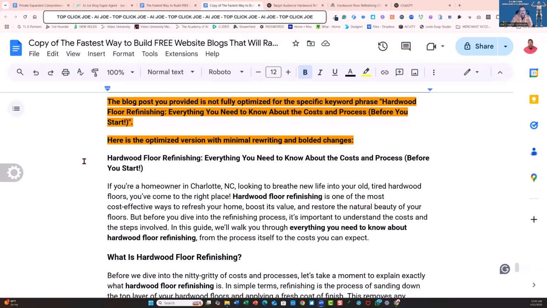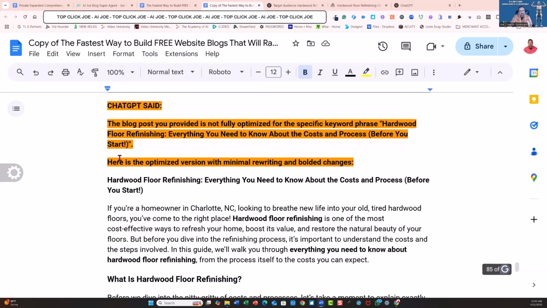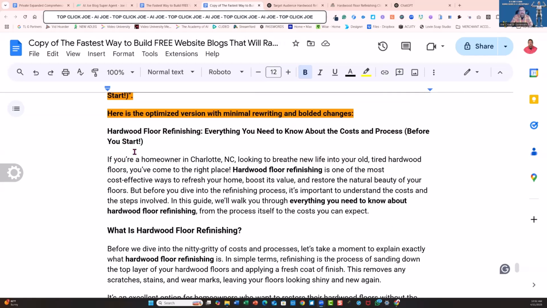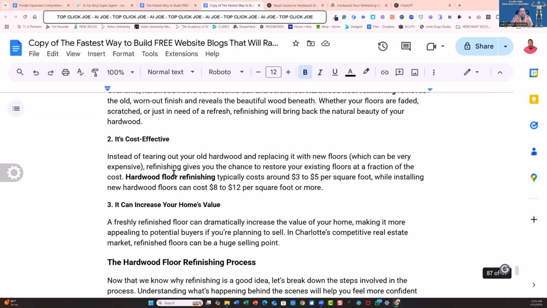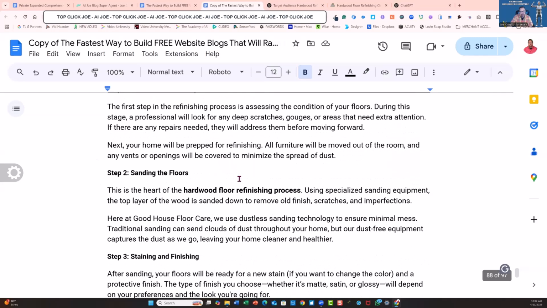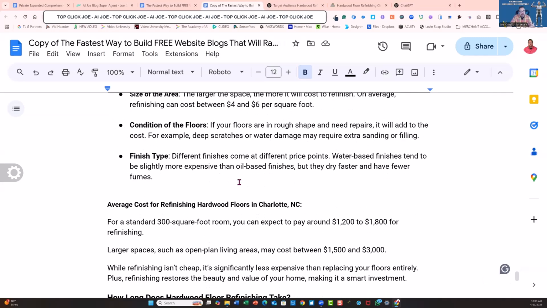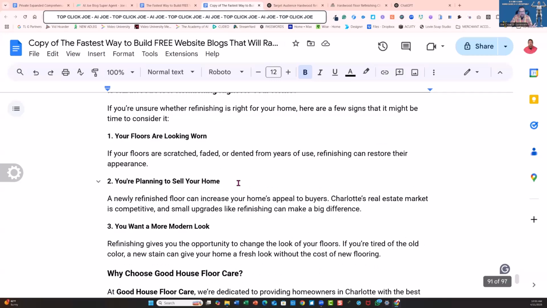Okay, so now it rewrote this with minimal rewriting. I don't want it to redo the whole thing, that's why I said minimal rewriting up there, but I also wanted it to bold all the keywords so I know where they're at. I want to make sure that I'm not over 2%. I don't want to have keyword stuffing, so I'm always looking at that. And so we go down, and you can see where it's bolded, hardwood floor refinishing, until we get to the bottom of the blog post.